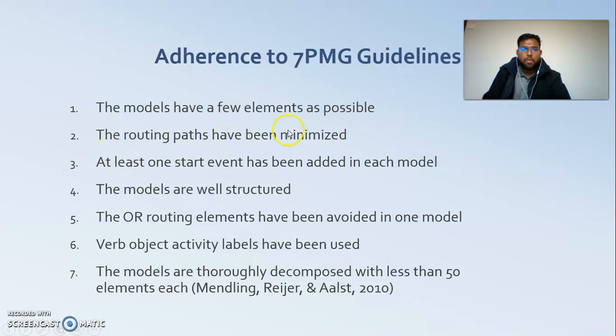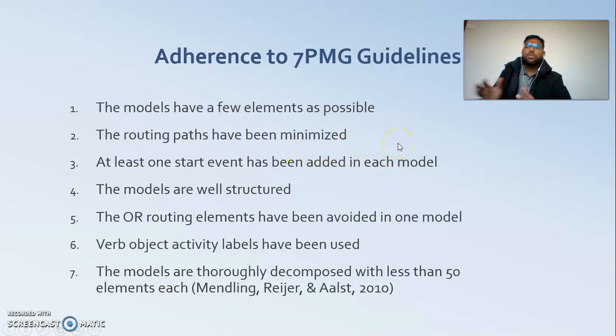That means a large model has an unfavorable effect on understandability, with a higher likelihood of errors, and an unstructured model is harder to understand. The next guideline: the routing paths should be minimized. The higher the degree of elements in a process model, where inputs and outputs are combined, the more positively connected it is to difficulty of understanding and error probability. My third guideline: at least one start event should be added in each model.